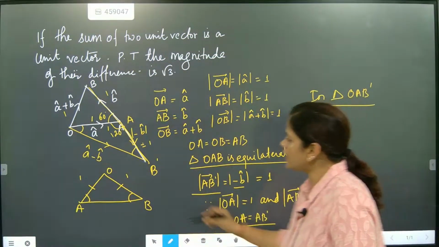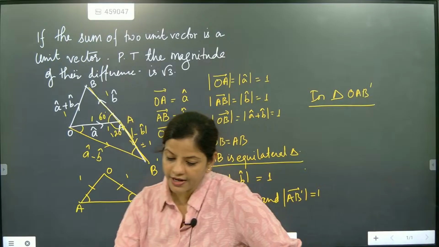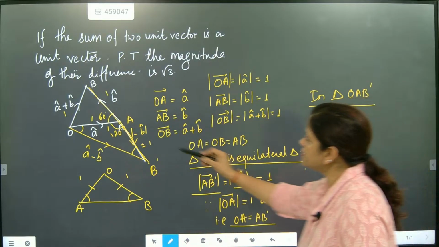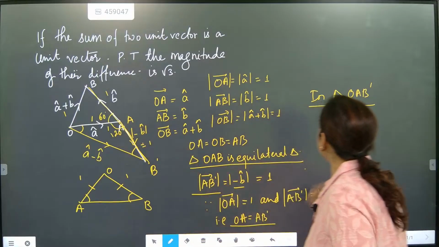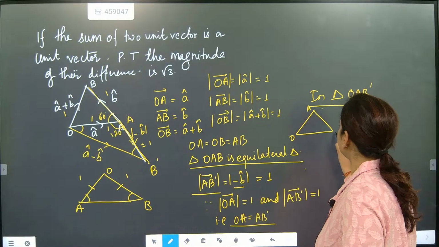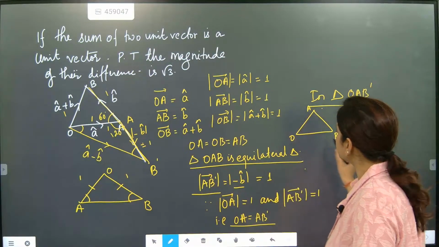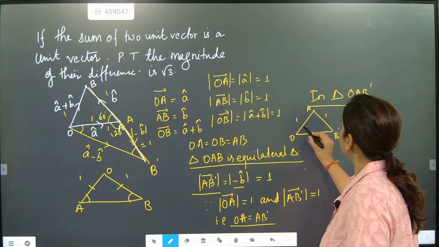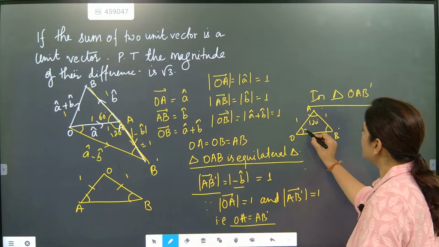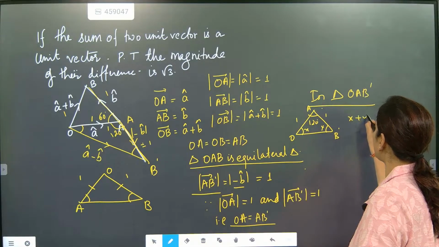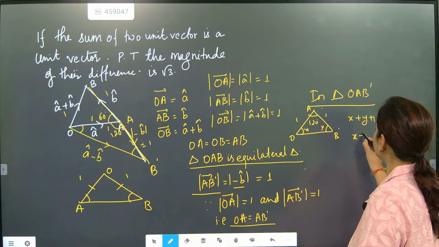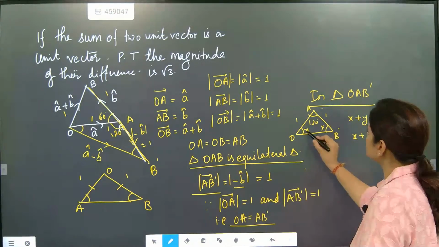In triangle OAB dash, this is O, this is A and this part is B dash. Magnitude wise this and this are equal, so this side will be equal to this side. And this is already 120 degree. If we take this X and Y, then X plus Y plus 120 degree is equal to 180 degree. So X plus Y is equal to 60 degree. Also X is equal to Y.